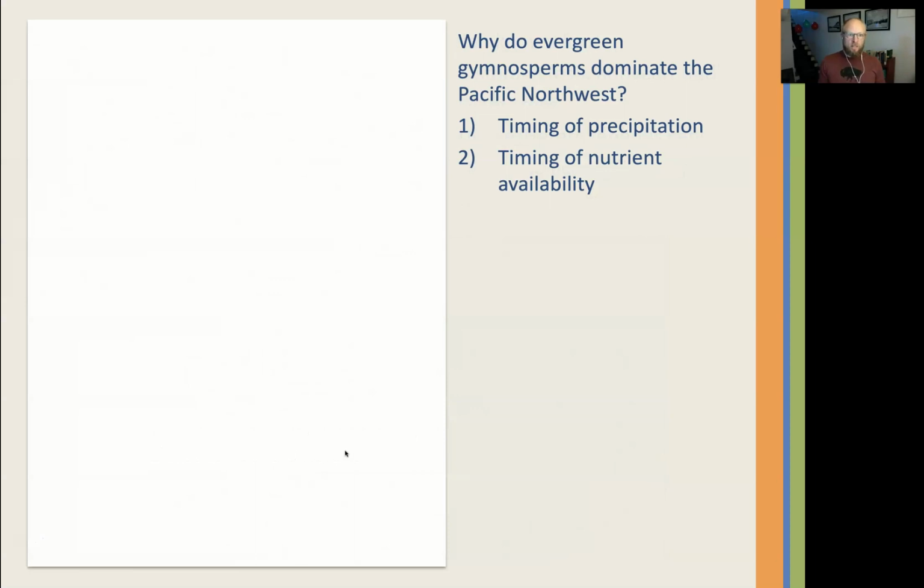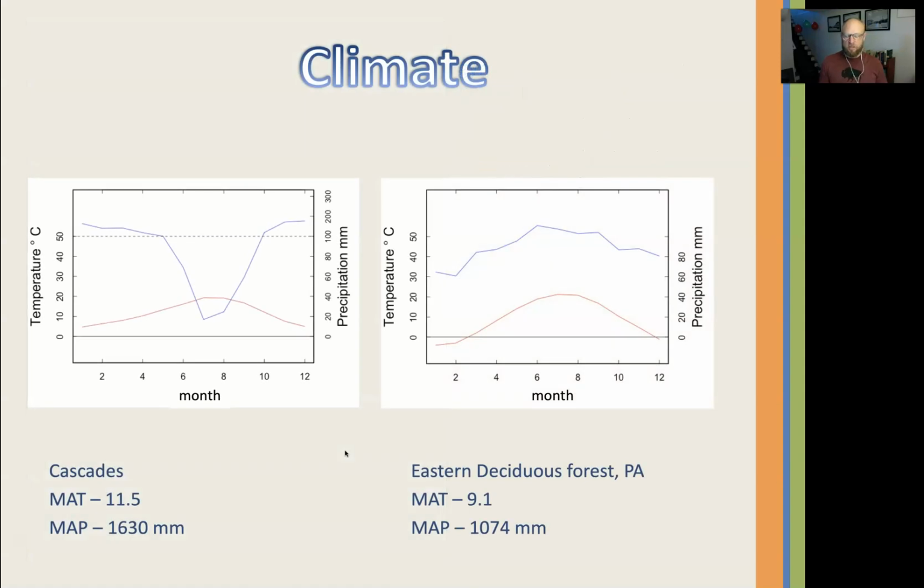All right, so the reason that gymnosperms are dominating the Pacific Northwest is going to come down to timing of precip, and associated with that, timing of nutrient release. You've seen these figures before, so I'll try to keep this short. If you look at the annual statistics of climate, that's mean annual temperature and mean annual precip, you'll see the Cascades here in the Pacific Northwest on the left are warmer than the eastern deciduous forest and get more precip. We've talked about how angiosperms need a good number of months of warm temperatures to grow. They need lots of moisture. And so on an annual basis, the Cascades actually looks better for their growth.